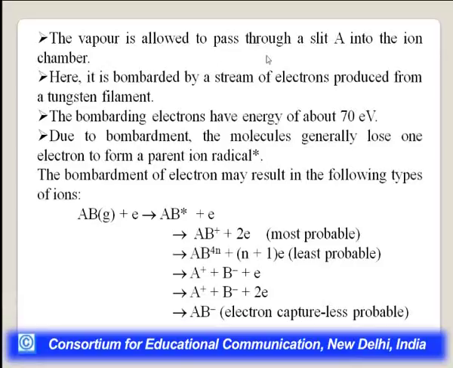The vapor is allowed to pass through slit A into the ion chamber. It is bombarded with a stream of electrons produced from a tungsten filament. The bombarding electrons have an energy of 70 electron volt. Due to bombardment, the molecule generally loses one electron to form a parent ion radical. The bombardment of electrons may result in the following types. These are the possibilities when an electron bombards an organic molecule. You can see this is the most probable possibility and this is the least probable.